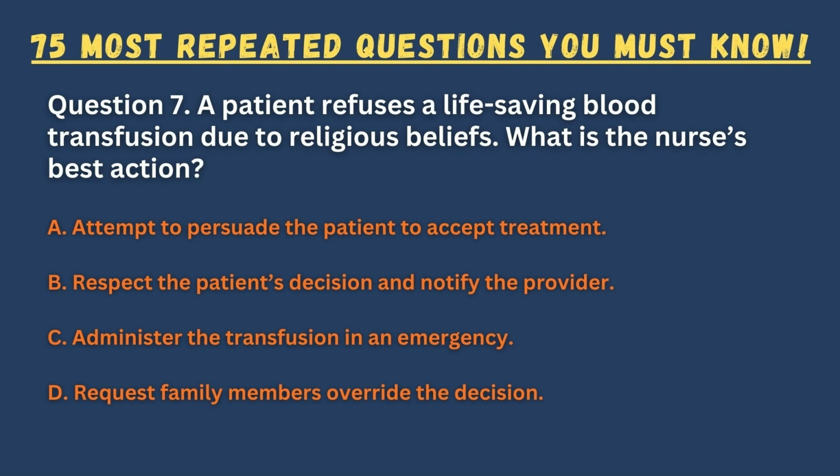Question 7. A patient refuses a life-saving blood transfusion due to religious beliefs. What is the nurse's best action? A. Attempt to persuade the patient to accept treatment. B. Respect the patient's decision and notify the provider. C. Administer the transfusion in an emergency. D. Request family members override the decision.